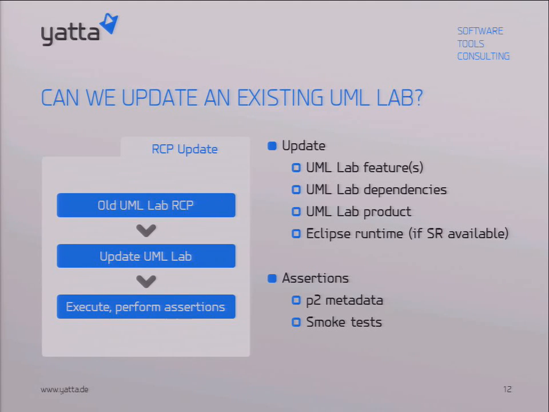And thirdly, we test if we can update an existing UML Lab RCP. And in that case, we also have to test if updating the runtime environment works. So these are the three kinds of tests that we do automatically on a nightly basis.